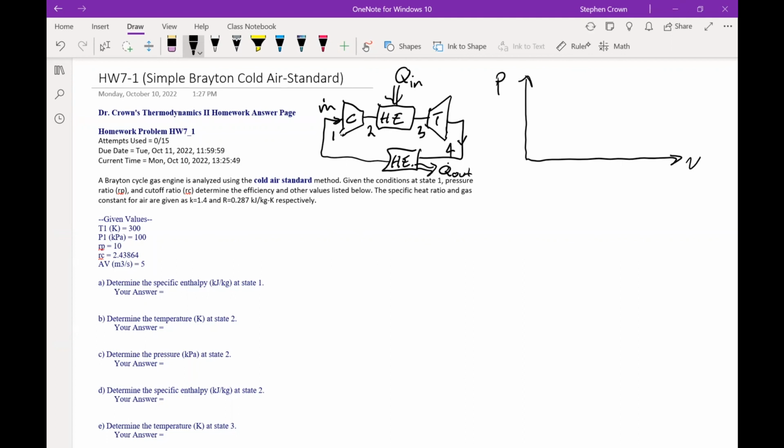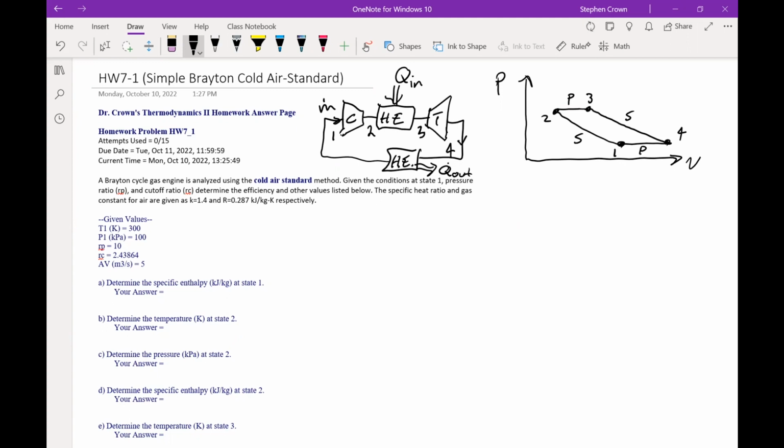Let's draw this on a PV diagram. I have an isentropic compression process from state 1 to 2, so my compressor is isentropic. Then I have isobaric heating in my heat exchanger, my QN. And then isentropic expansion in my turbine back to my original pressure. And then finally isobaric cooling in the heat exchanger.